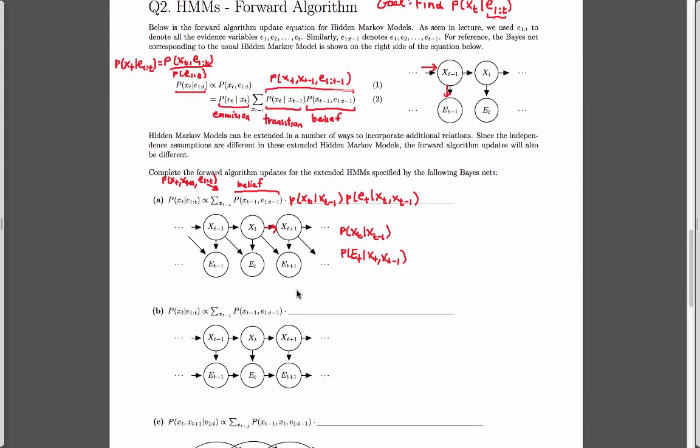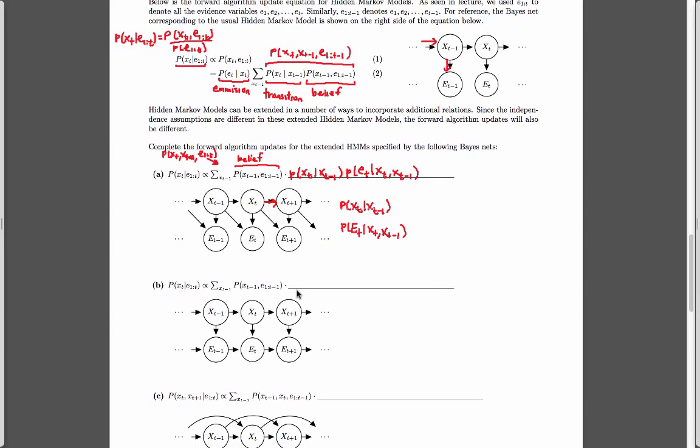So next, let's look at part B. In this case, like before, we can just look at what our new transition and emission models are. So our transition model, again, is actually going to be the same. It's just the probability of xt given xt minus 1. However, our emission model has changed again, and now it relies not only on the current state, but also on the evidence at the previous time step. So our emission model is going to look like ET given both ET minus 1 and XT.